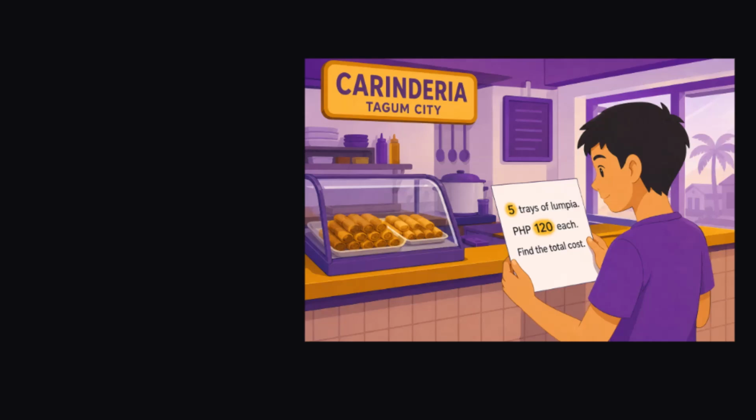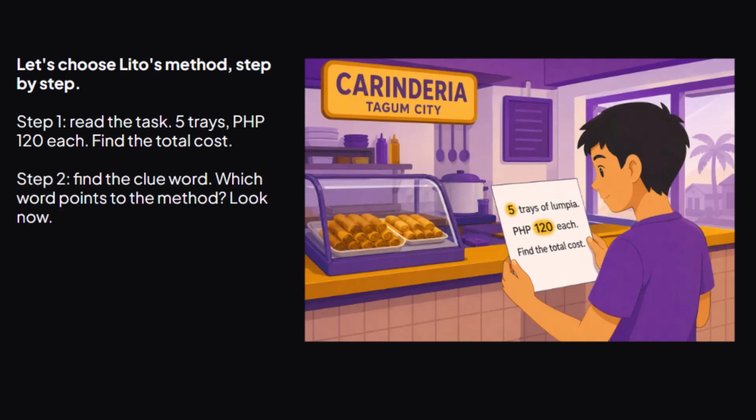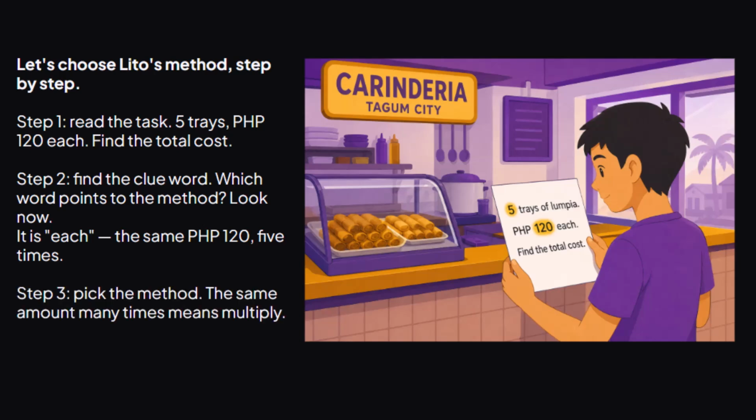Let's go back to our problem a while ago. Let's choose Lito's method step by step. Step 1, read the task. 5 trays, 120 each, and find the total cost. Step 2, find the clue word. Which word points to the method? Look now. It is each. The same 120 pesos 5 times.